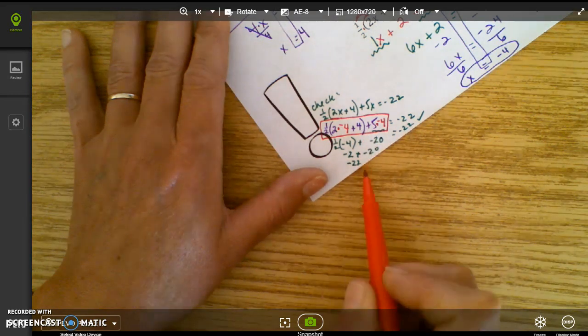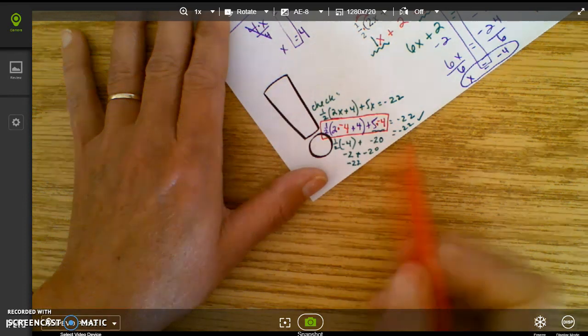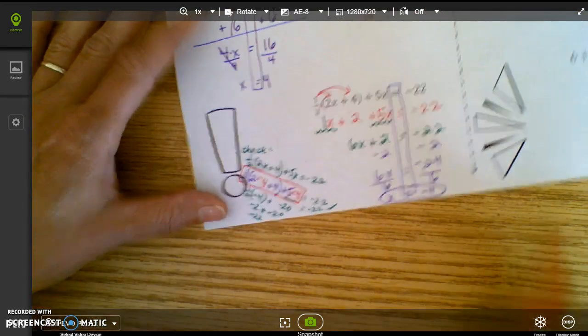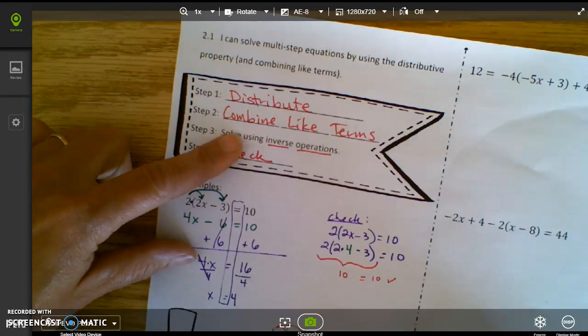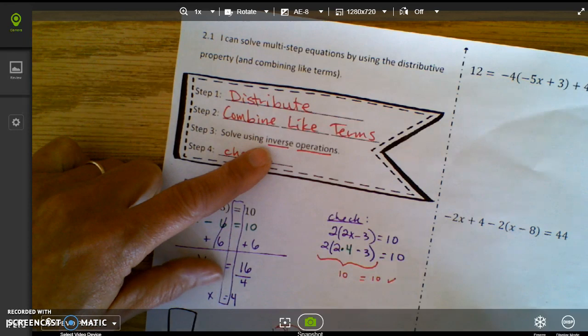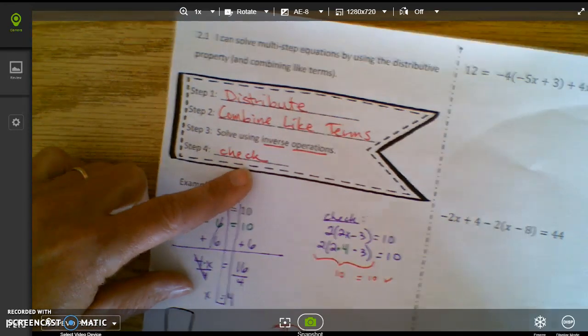Hit enter, and it should also tell you that it's -22. So again, once it's balanced, we know that we did all of our solving correct. And again, we distributed, we combined like terms, and we used our inverse operations to solve before checking.